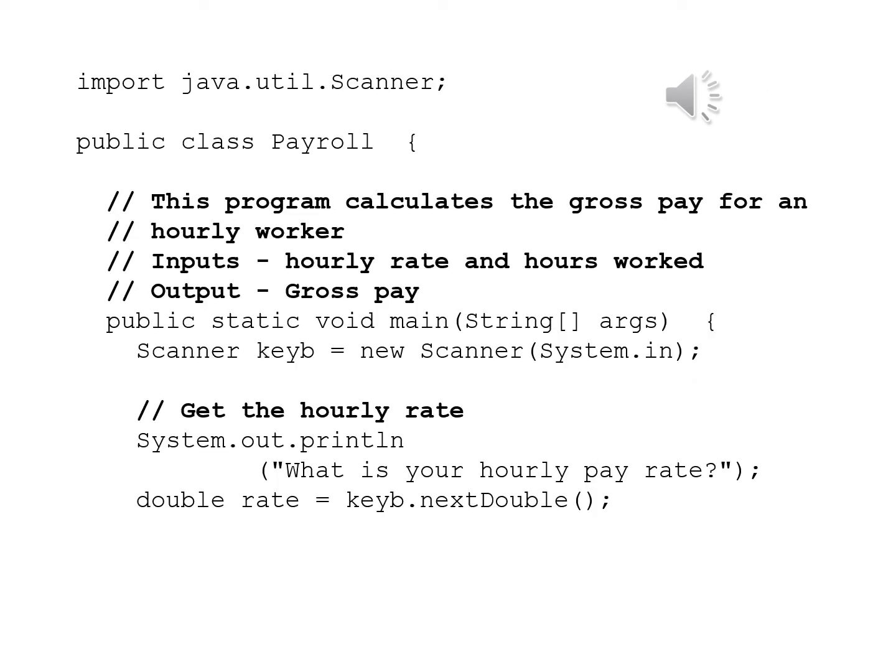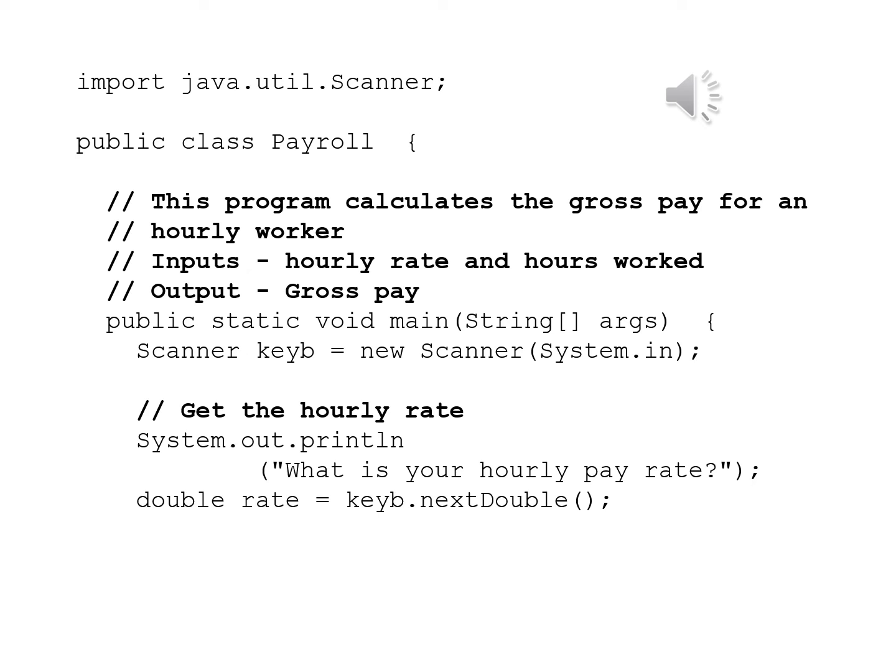Here you see our program with comments added to it. At the beginning of the class, right after the class's header, but before the header for the main method, I have a comment that explains the program as a whole. This program calculates the gross pay for an hourly worker. Inputs: hourly rate and hours worked. Output: gross pay.